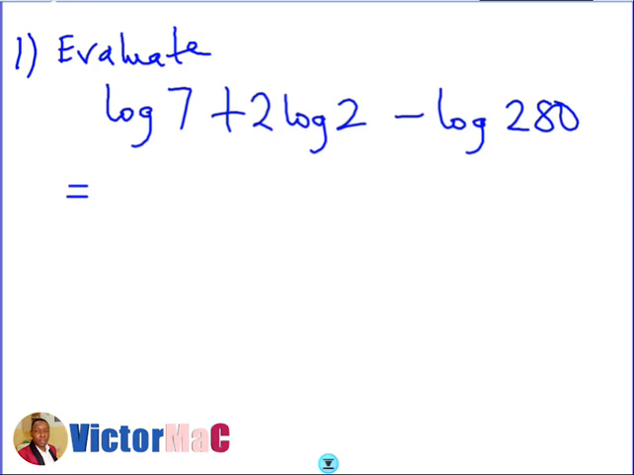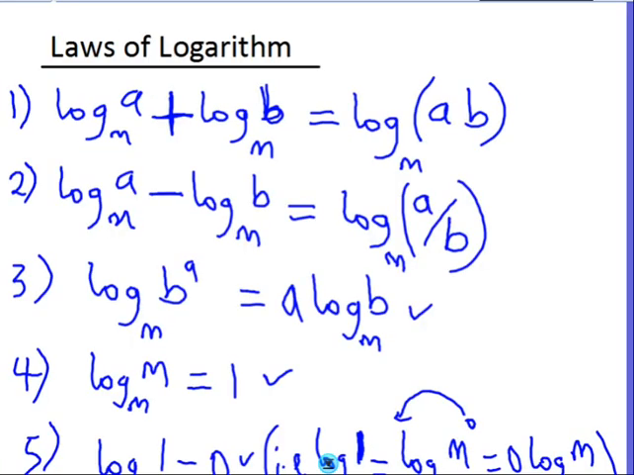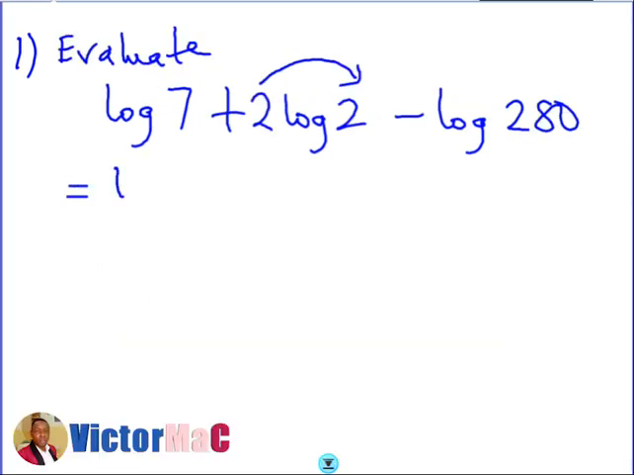Alright, now the first thing here is to transfer this 2 to become the power of 2 by this transfer of power law. We can move backwards or from right to left or left to right. So in this case we're moving from this right down to this left. Let's apply it now. So we're going to have log 7, then the 2 becomes the power of 2 here, minus log 280.